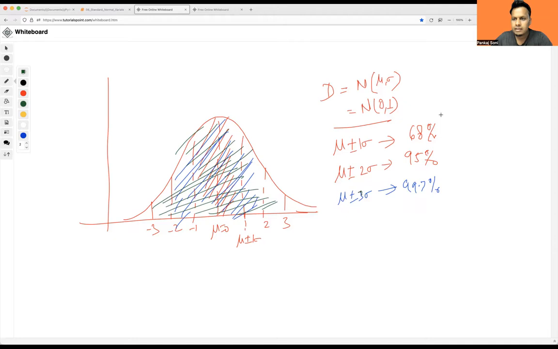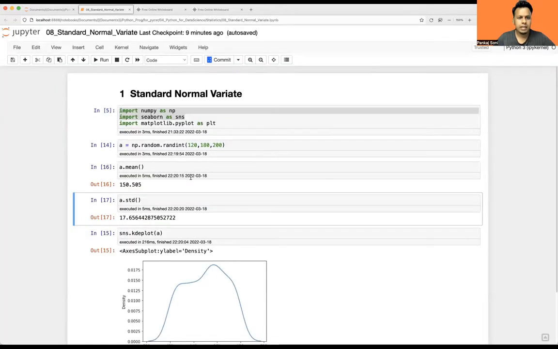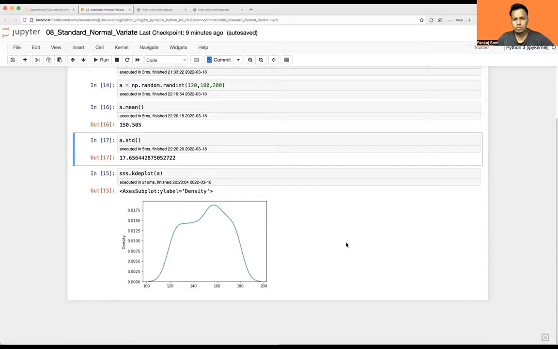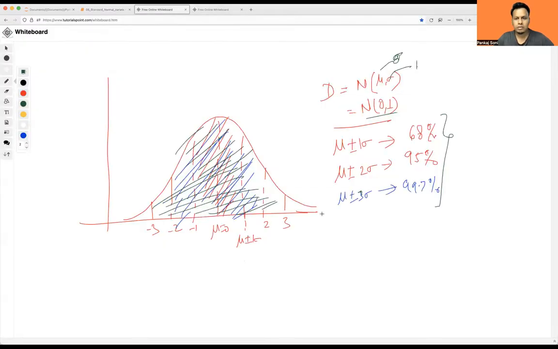This holds only if your data is following Gaussian normal distribution where mu equal to 0 and the standard deviation is 1. In the data we just generated here, the mean is around 150 and the standard deviation is 17. So I cannot exactly tell what percentage of data falls between mu plus minus 1 sigma, mu plus minus 2 sigma, and so on, plus minus 3 sigma, right? To do that, we have something called the standard normal variate.